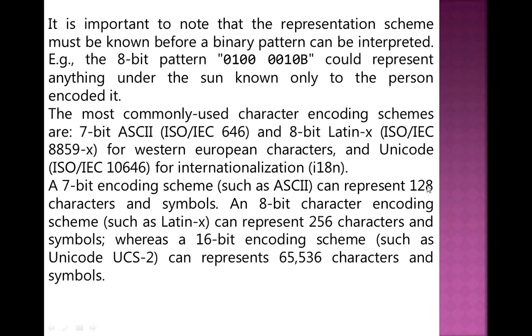A 7-bit code can represent 128 characters because 2 power 7 equals 128. So this can be used to represent 128 characters and symbols. Then 8-bit character encoding can represent 256 characters and symbols because 2 power 8 is 256. Whereas a 16-bit encoding scheme such as Unicode can represent 65,536 characters and symbols. This is character encoding, meaning how we can encode characters using various schemes like ASCII, BCD, hexadecimal, binary. There are multiple options.